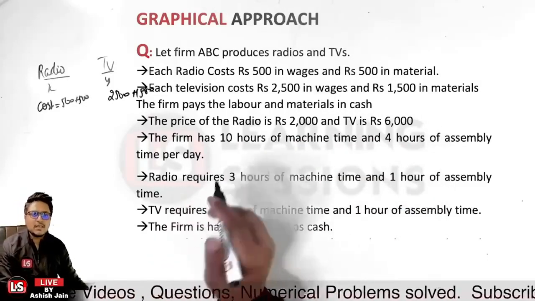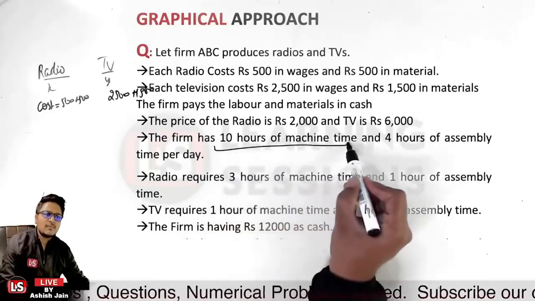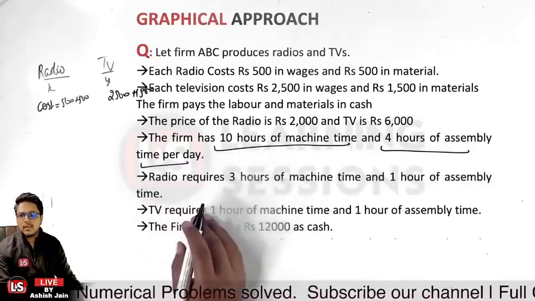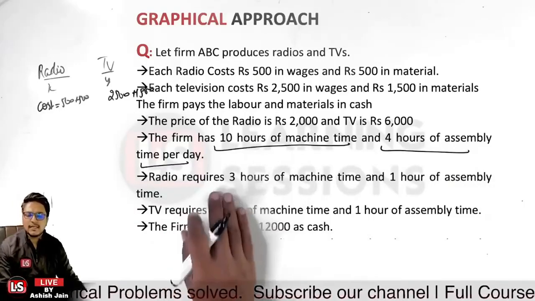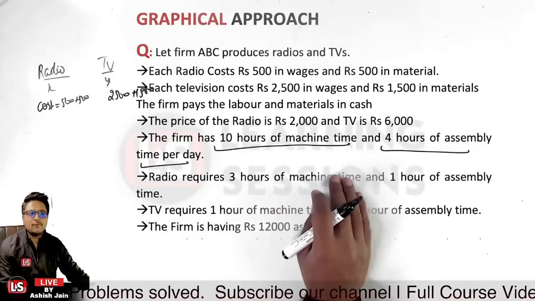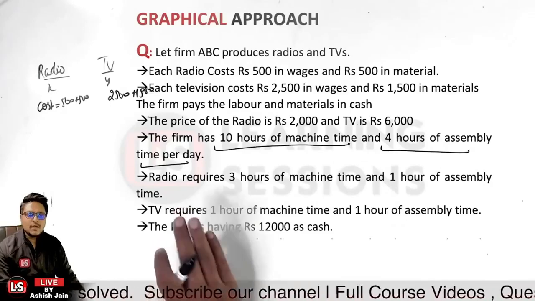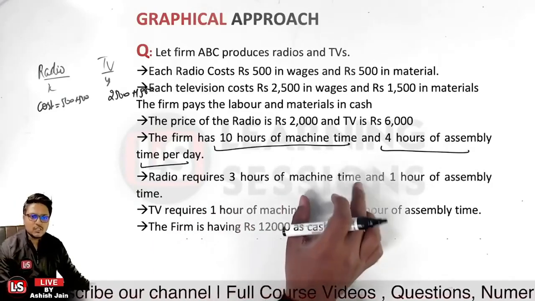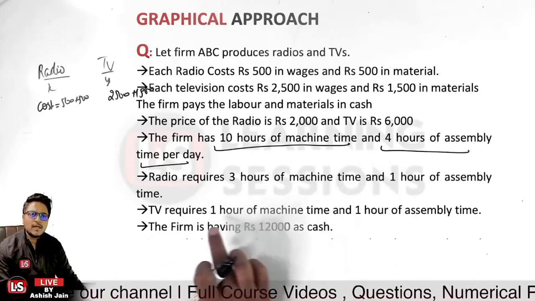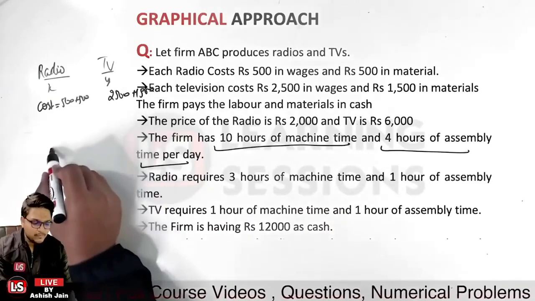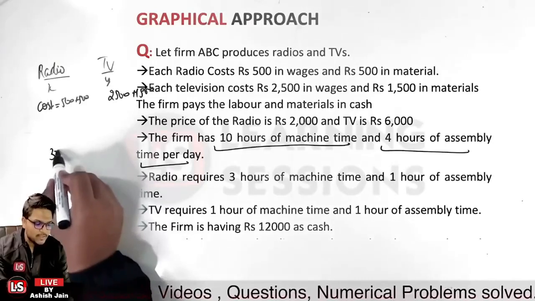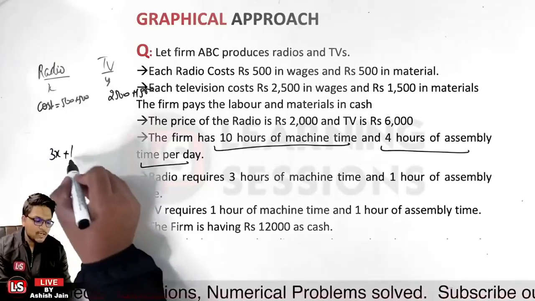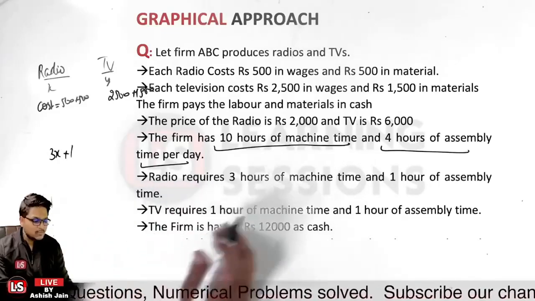The firm has 10 hours of machine time and 4 hours of assembly time per day. So the total time that the firm has is 10 machine hours and 4 assembly hours. The radio requires 3 hours of machine time and the TV requires 1 hour of machine time. So this would be equal to 3x, because 3 hours are required for the radio itself, and further 1 hour of machine time is required for the TV itself.